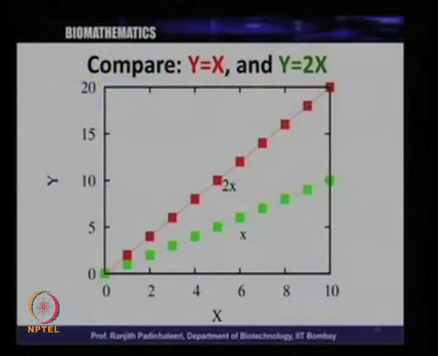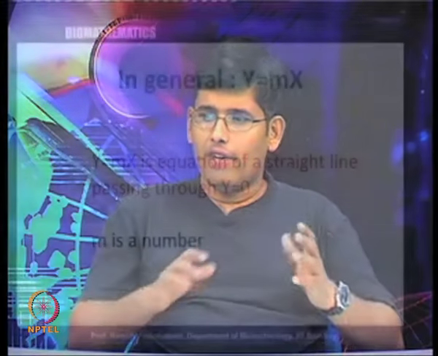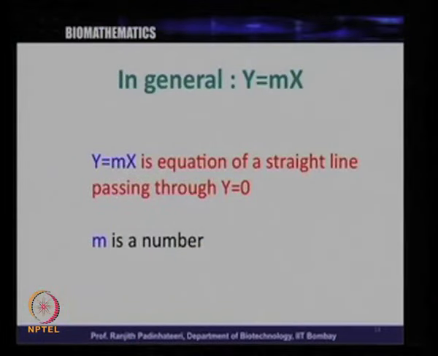Right now we understood that y equal to x is a straight line, y equal to 2x is also a straight line. In general, y equal to 3x, if you plot, could be another straight line. y equal to 4x is another straight line. So y equal to any constant times x is a straight line, and all of them will pass through 0. In general, we could say that y equal to mx is basically an equation of a straight line passing through 0, where m is any number.